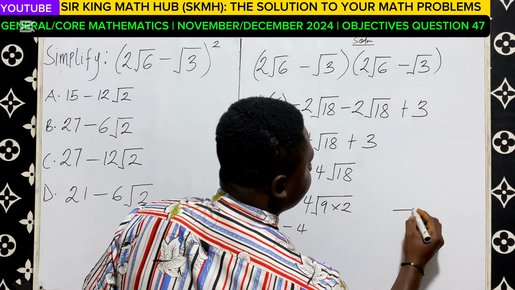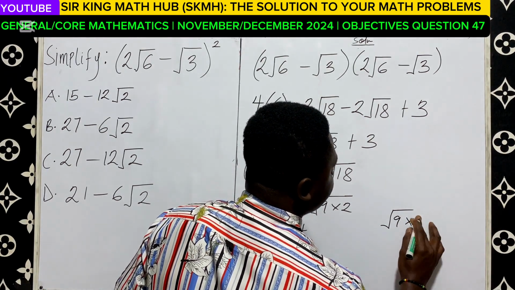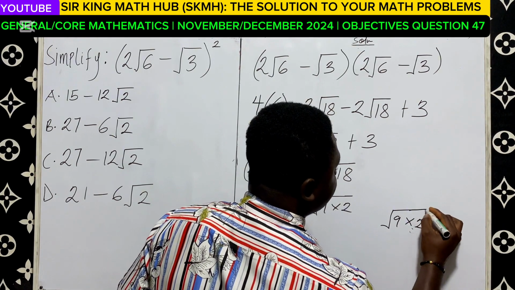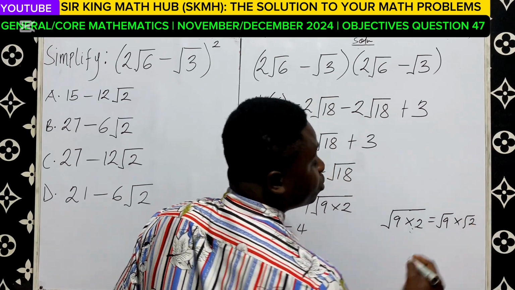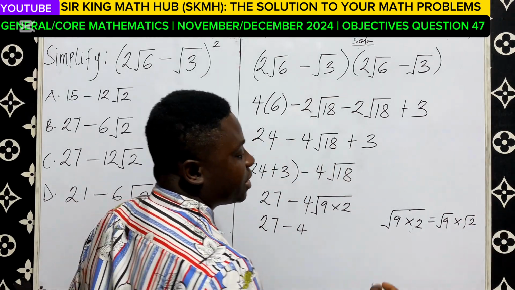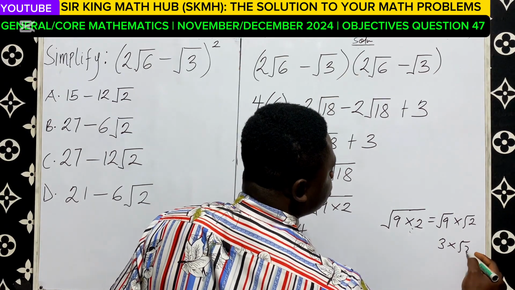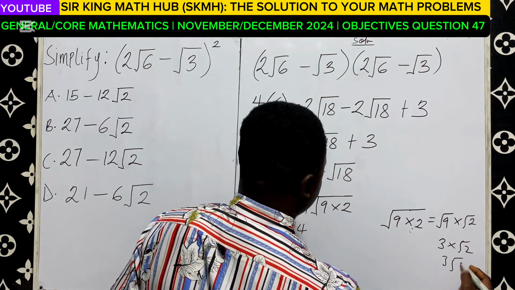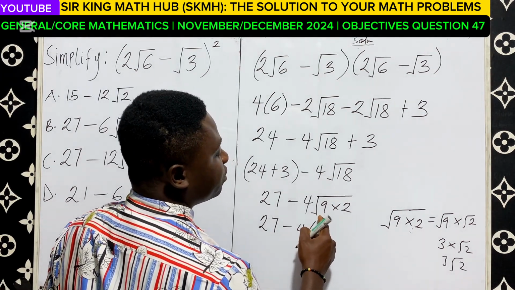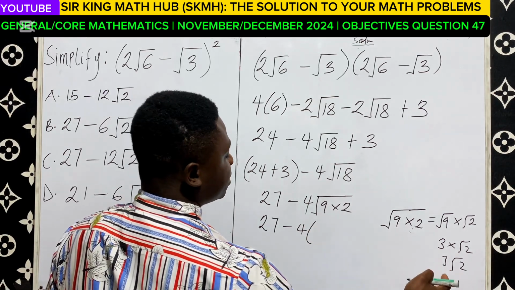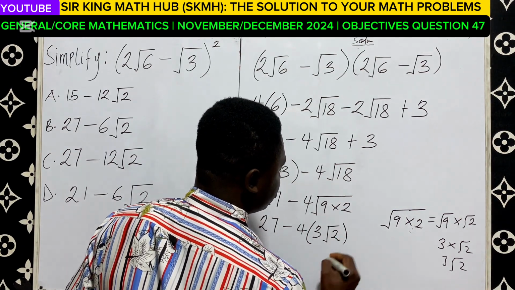And then root 9 multiplying root 2. All inside the square root can also be written as root 9 multiplying root 2. And root 9 here, or square root of 9, is 3. So we have 3 multiplying root 2, which is simplified as 3 root 2. So in place of square root of 9 multiplying 2, you can substitute 3 root 2.